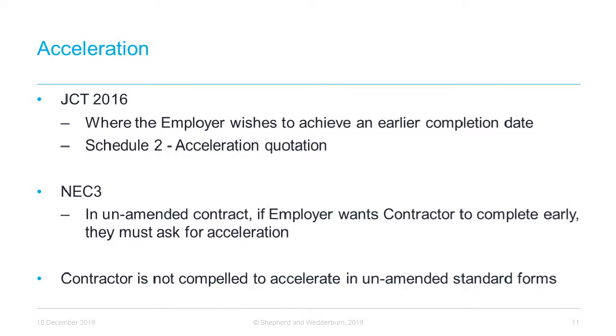construction contract. In JCT 2016, Schedule 2 deals with acceleration quotations and specifies that the quotation must identify the amount of time that can be saved and the amount of the adjustment to the contract sum that the contractor requires to achieve the earlier completion date. It must include direct costs, consequential loss and expense, and an allowance for the cost of preparing the quotation.